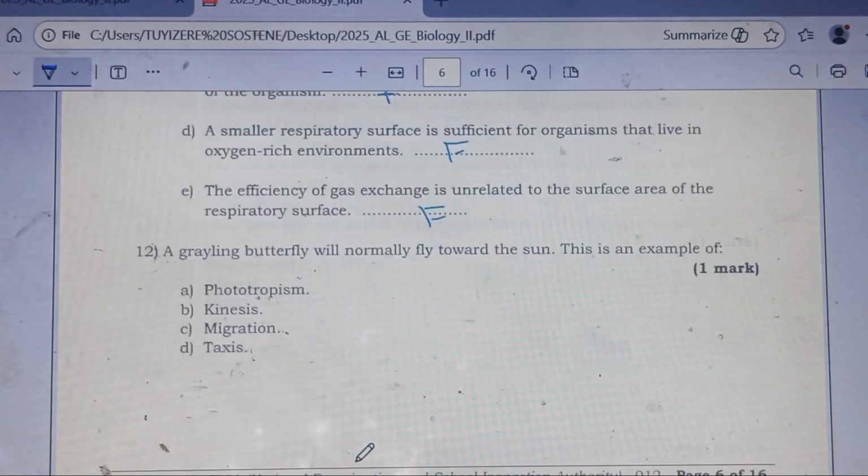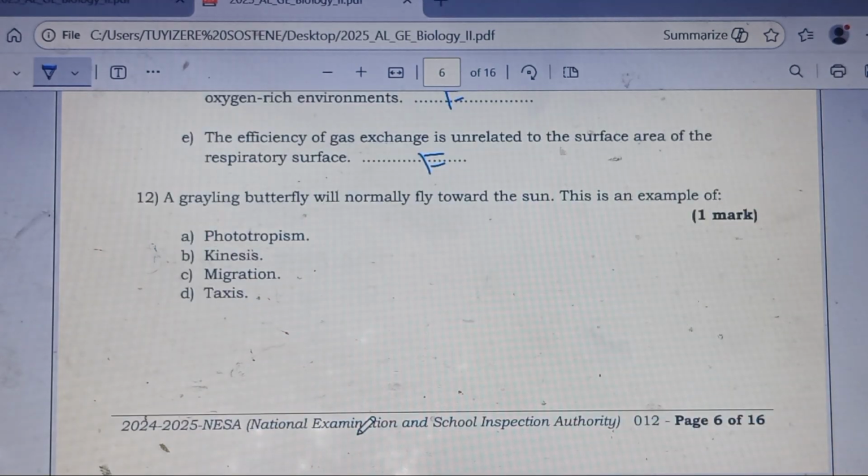Question number 12. A gliding butterfly will normally fly toward the sun. This is an example of: A. Phototropism, B. Kinesis, C. Migration, D. Taxis. That is the unit related to animal behavior. In Senior 5, the correct answer for question number 12 is D, taxis.